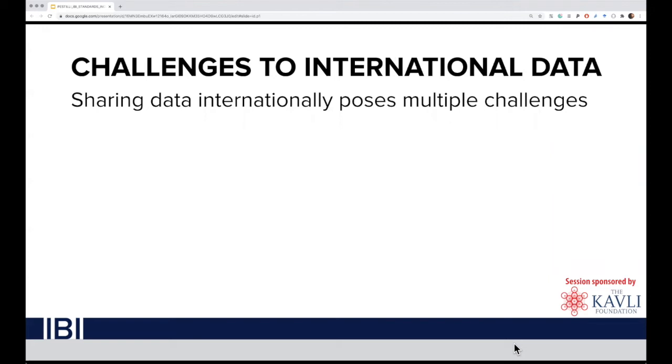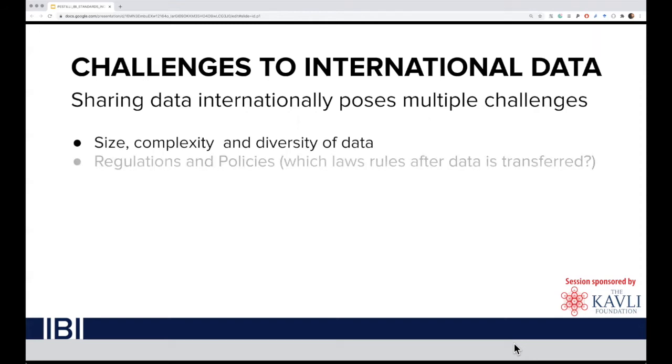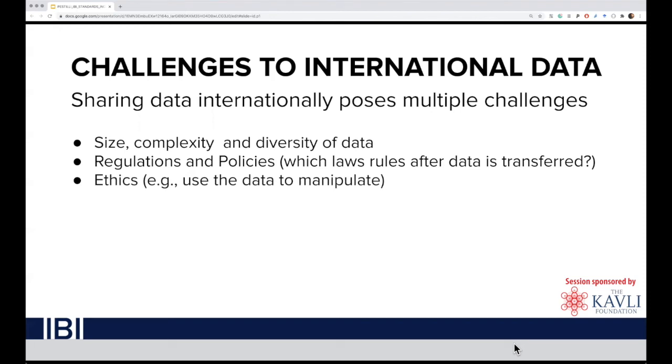There are challenges to sharing data internationally. These challenges are rooted in different critical aspects of the sharing of data in neuroscience, but mostly due to the international nature of the process. As we've seen, the size and complexity and diversity of data is one of the primary challenges, but also there are regulations and policies that change across countries, and these can also pose challenges to researchers for sharing data. Ethics is a critical challenge to sharing data. How do we know that the data would not be used in a manipulative way, trying to control individuals?